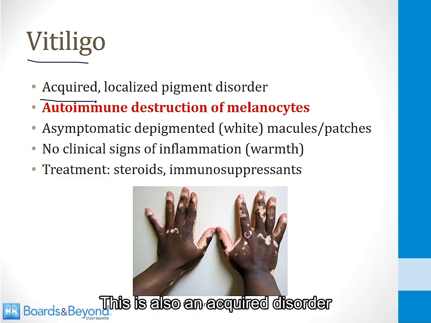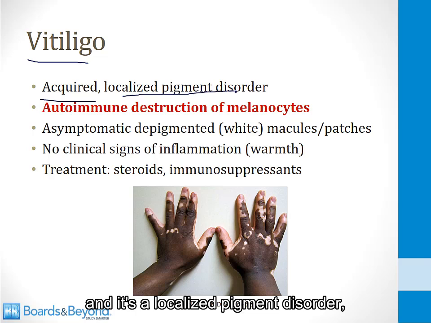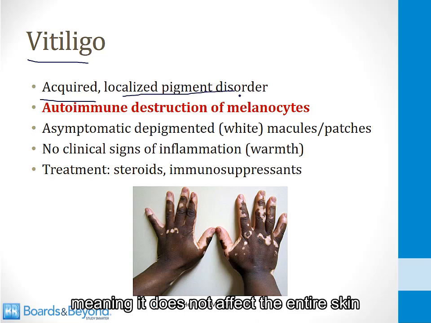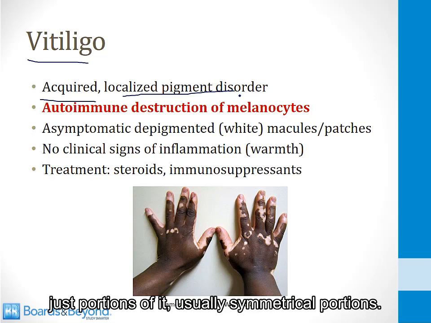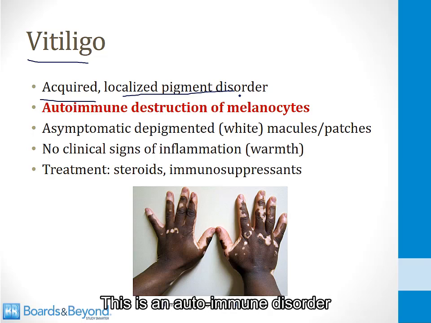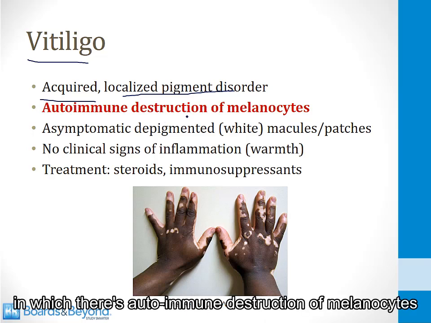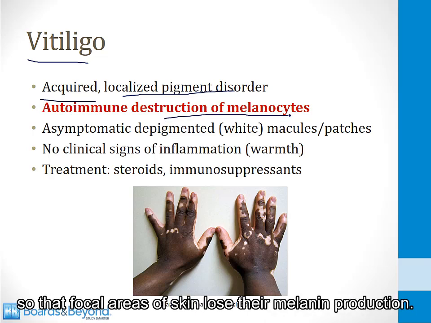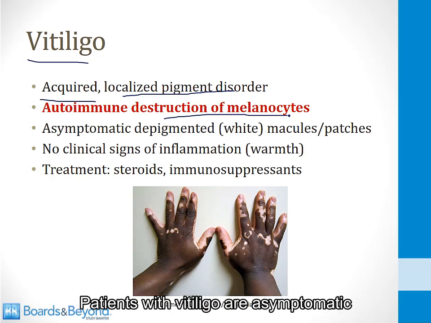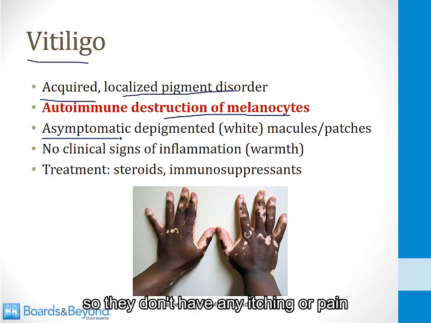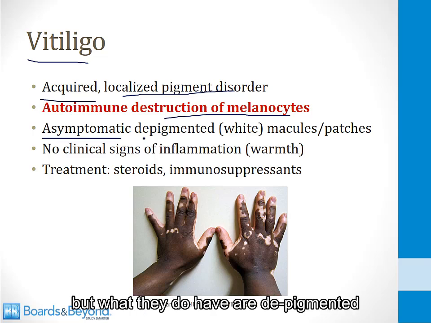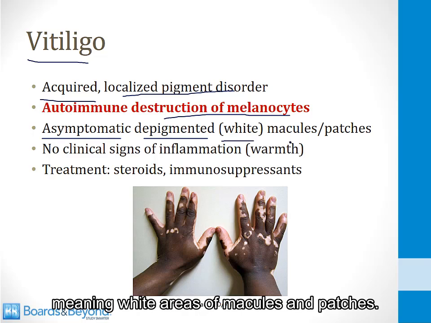This is also an acquired disorder, and it's a localized pigment disorder, meaning it does not affect the entire skin, just portions of it, usually symmetrical portions. This is an autoimmune disorder in which there's autoimmune destruction of melanocytes so that focal areas of skin lose their melanin production. Patients with vitiligo are asymptomatic, so they don't have any itching or pain, but what they do have are depigmented, meaning white areas of macules and patches that are usually symmetrical.